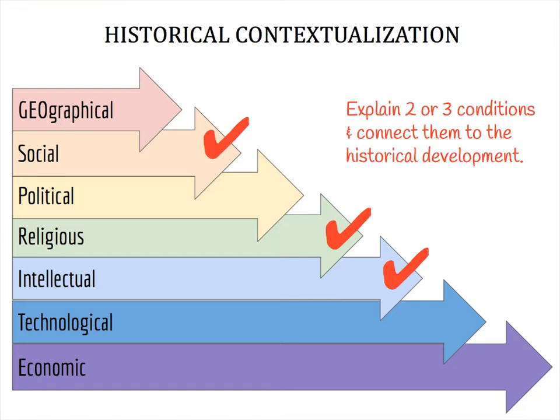Now, it's not enough to just identify the conditions which existed. Context isn't just a list of these conditions. In order to earn the contextualization point, you have to both identify and explain these conditions. You want to take the time to connect these conditions to the historical event or development that is the focus of the prompt. In order to ensure that you earn this point, you should make sure you address at least 2 or 3 conditions and explain how they're connected to the development. Your contextualization should be the opening sentences of your first introductory paragraph.